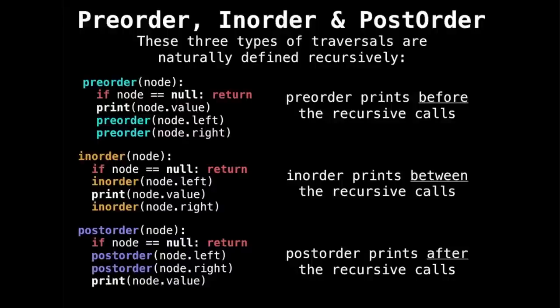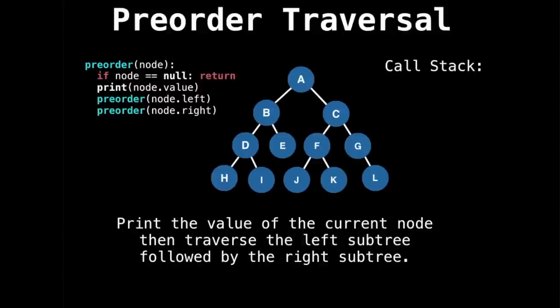So if you look at the three functions on the left, the only thing that's different between them is where the print statement is. So let's go into some detail on how pre-order works. On the right, I'm going to maintain a call stack of what gets called, so when we're recursing back up, we know what called us and what node to go to. And what you need to know about pre-order is that we print the value of the current node, and then we traverse the left subtree followed by the right subtree.